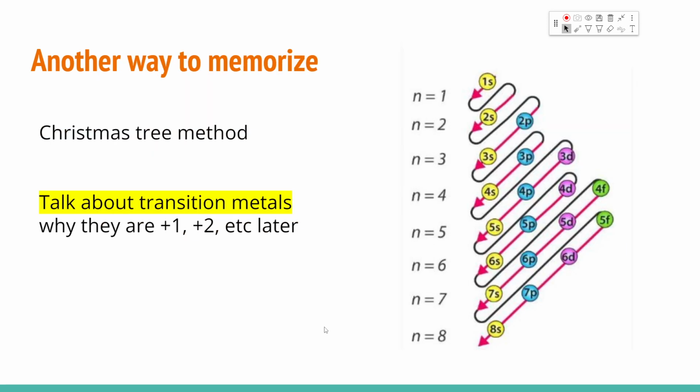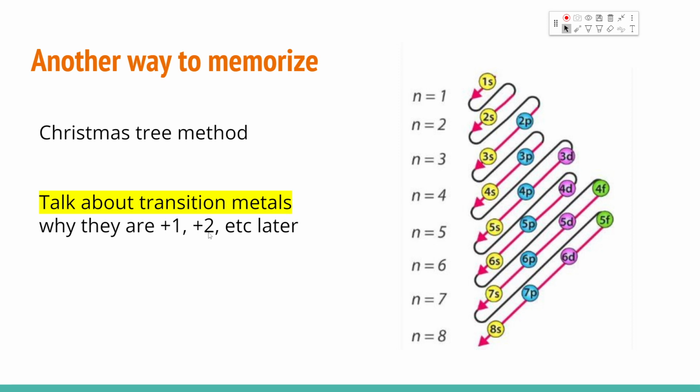Here's another way to memorize the SPDF stuff. It's something called the Christmas tree method. And so you go through 1S, and then you go through 2S, and then 2P, and then 3S, and then 3P, 4S, and then 3D, 4P, 5S. And it goes in the order that you're filling it in.